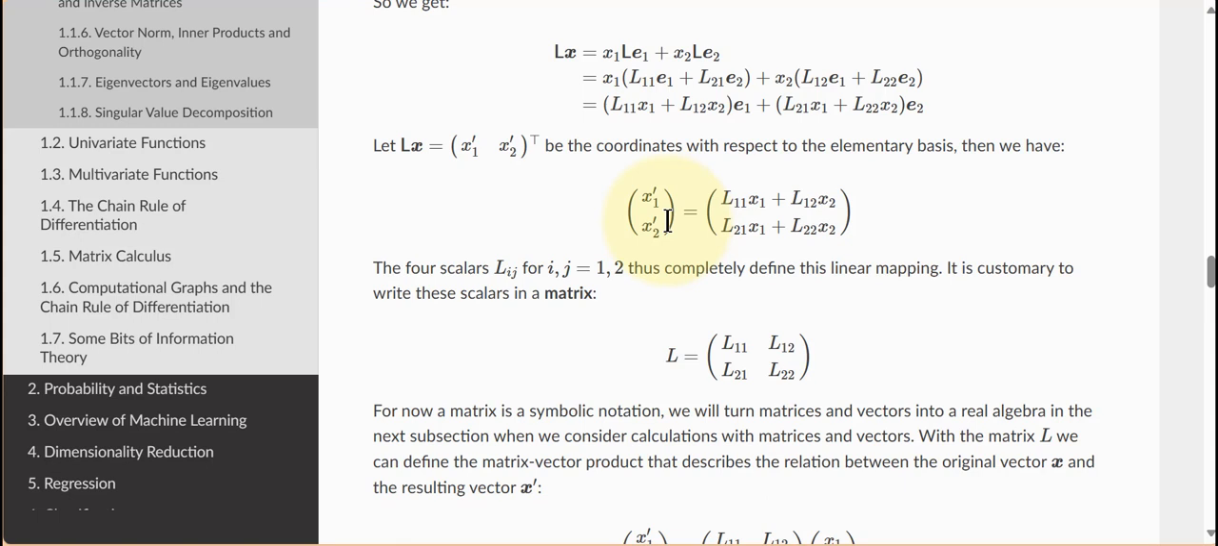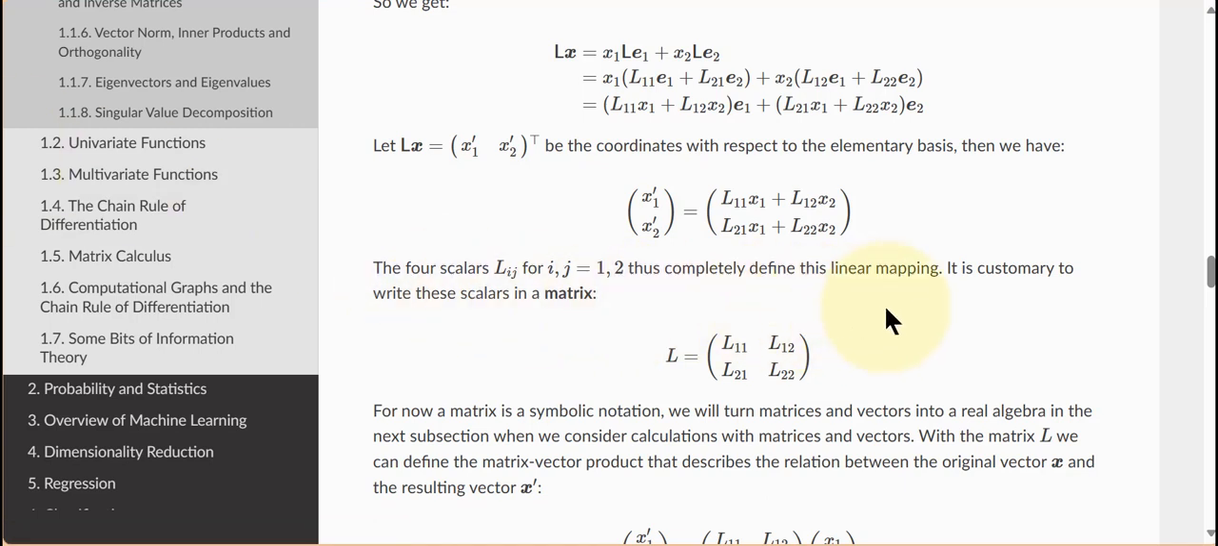And they're always going to be the same. I mean, the L11, the L12, the L21, and the L22 are always going to be the same. So once we know those, we can figure out what the new vector is going to be, just by plugging in the original coordinates, x1 and x2, into this, and we'll get the new output, the new mapped version of the original vector.